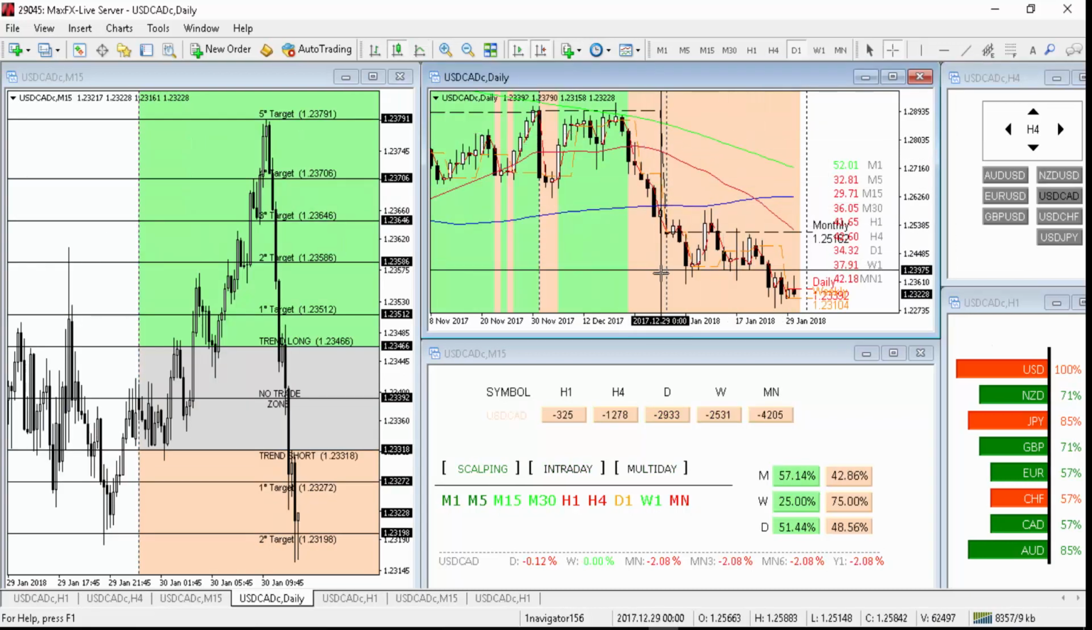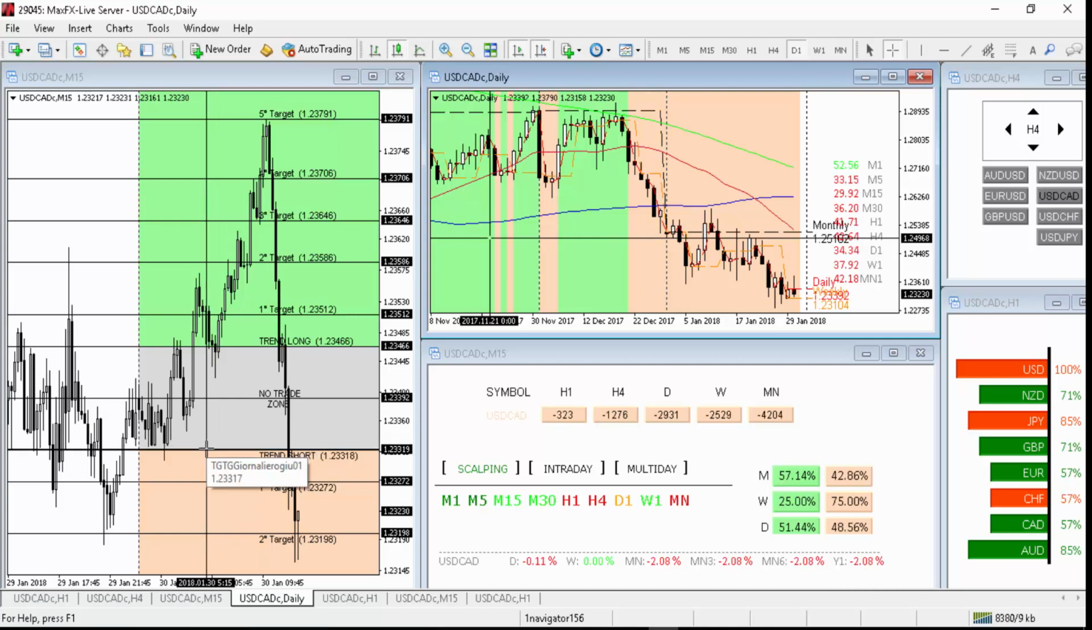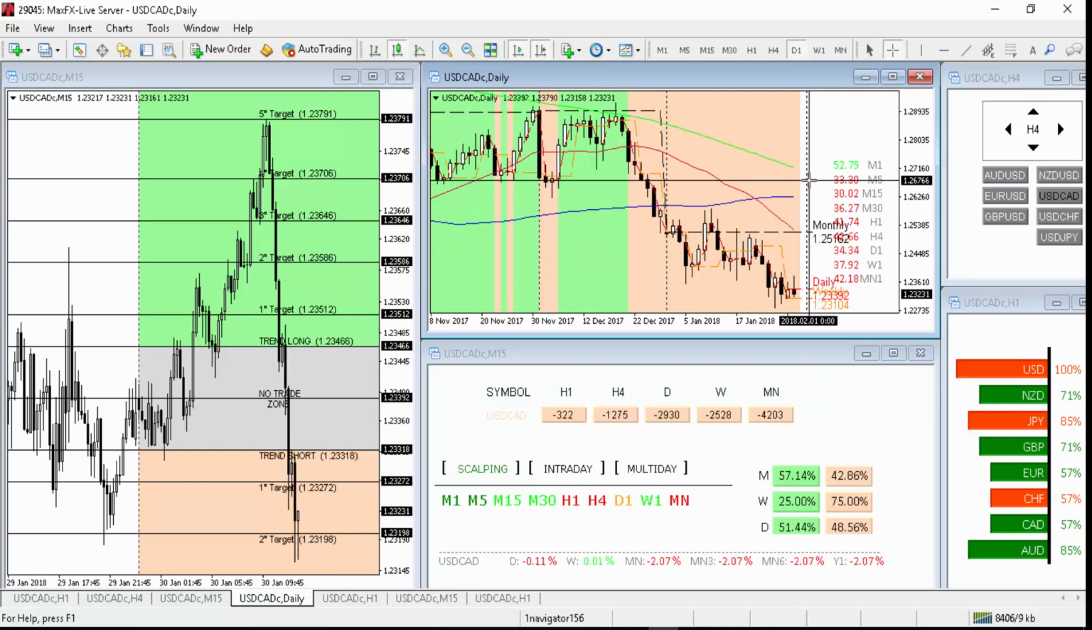US dollar Canada started the session in a bullish tendency, broke the previous daily high, and then inverted from the intraday high marked at 123.79. We're inside the bearish zone of the target geometry, just above target number 2 at 123.19. We have a breakout of the previous lows on H1 and H4. The pair is now losing 0.12%, and we have an RSI below 50 from M5 to the monthly. So with a 57% long Canadian dollar against 100% short US dollar, we may have a continuation of the bearish move.